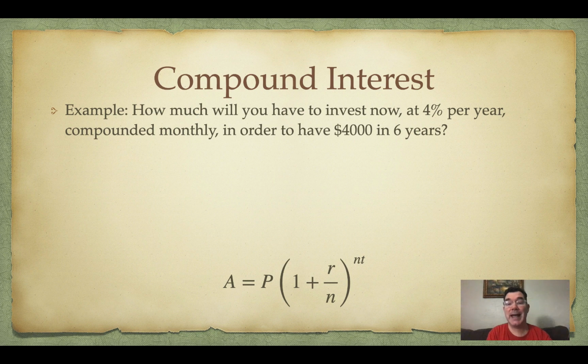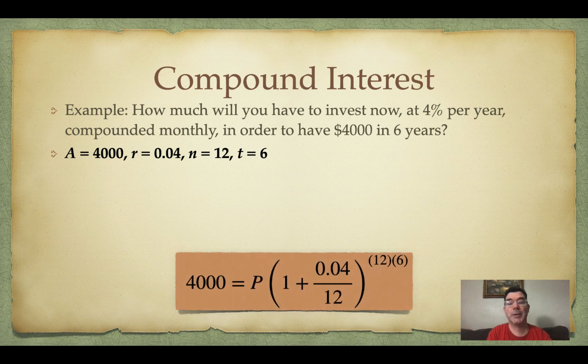How much would I have to invest now at 4% per year compounded monthly in order to have $4,000 in 6 years? So now this is a slightly different question because I'm not given the original amount that I'm investing. I'm given what it needs to be worth. And sometimes that's what you need to figure out because you're saving up for something. So I want to have $4,000 in 6 years. The interest rate is 4%, but I'm writing it as 0.04. N is 12 because it is compounded monthly, which means that interest is compounded 12 times per year. And T equals 6 because I want to have $4,000 in 6 years. So I'm replacing everything except for P because that's what I'm trying to figure out.